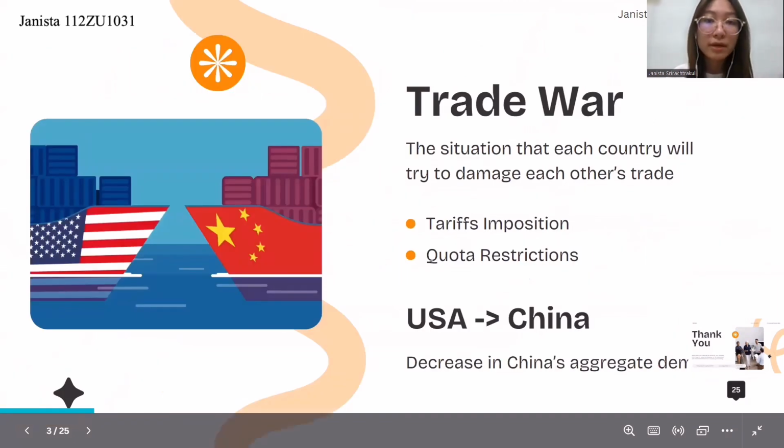First, I want to talk about the definition of trade war. So trade war is the situation that each country would try to damage each other's trade. Typically, there would be imposition of tariffs or quota restrictions. Therefore, in this case, US will be imposing a high rate of tariffs on China, which will cause a reduction in aggregate demand.